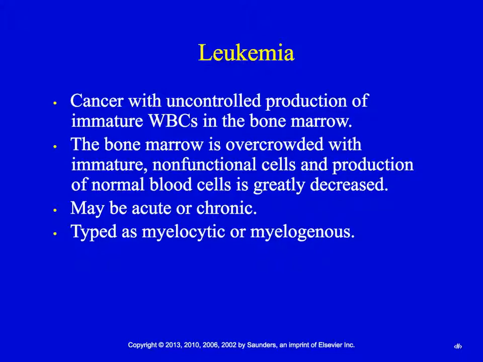So it causes a lot of different problems. The immune system is decreased, of course, because now you don't have white blood cells that you need. And then it overcrowds so much that it can also make a person not have enough red blood cells or platelets because they're being overcrowded by these tiny little immature white blood cells that aren't doing anything. So it can cause a lot of problems for your patient.